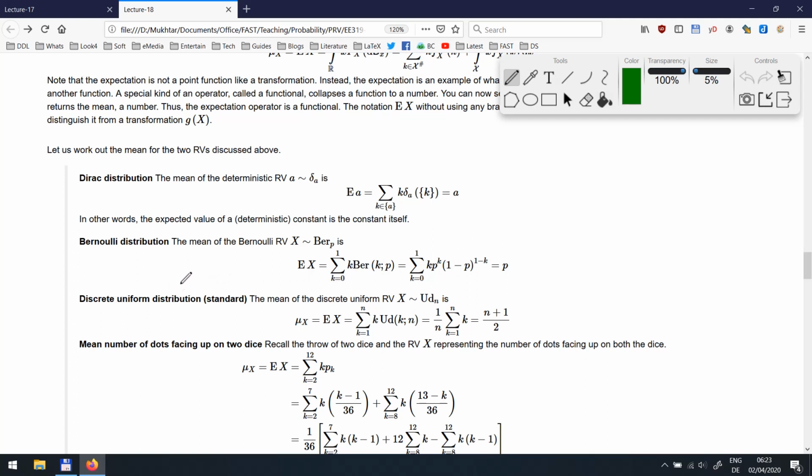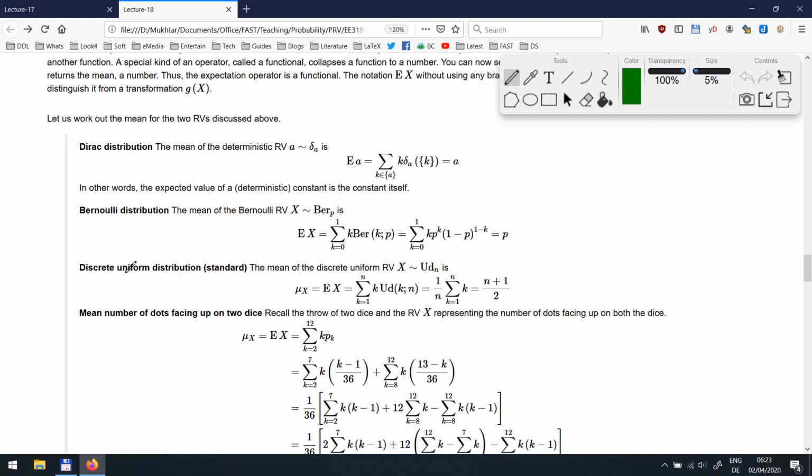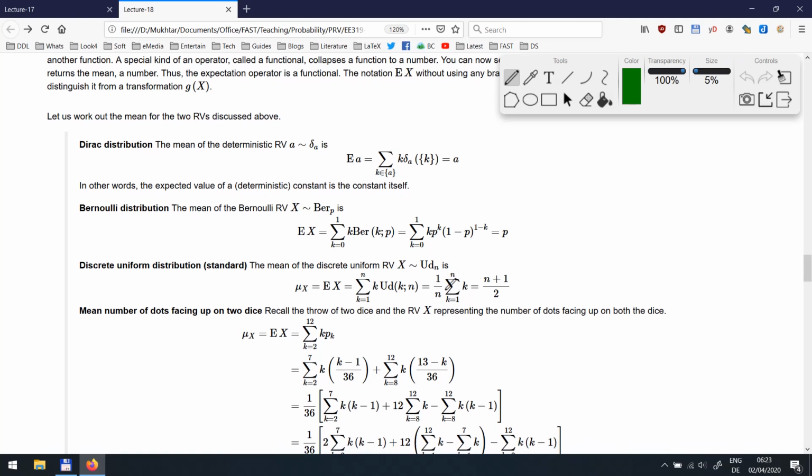Now let's move on with the next example. Discrete uniform distribution. Discrete uniform, n possible values, all with the same probability. Weighted average: add all the values from 1 to n, each having the same probability, 1 over n. So weighting is uniform, and if you take the sum of the first n integers, divide by n, and you know this.